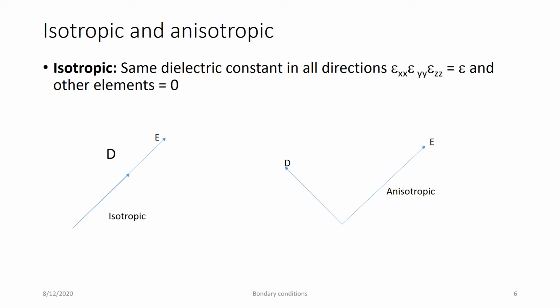So it depends upon how epsilon is. If epsilon xx, epsilon yy and epsilon zz are equal to epsilon, then you will get D and E in the same direction, and the region becomes isotropic. When all 9 components exist, D and E are not in the same direction, and that is called an anisotropic region.